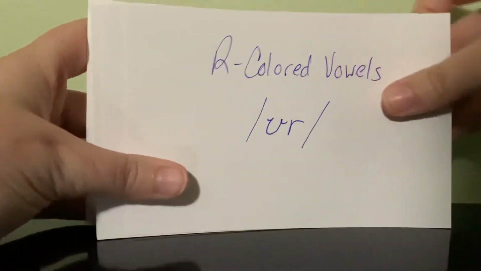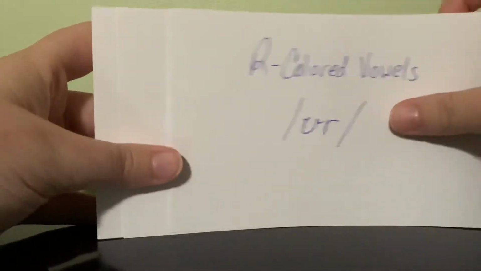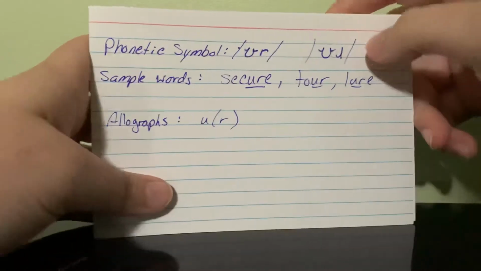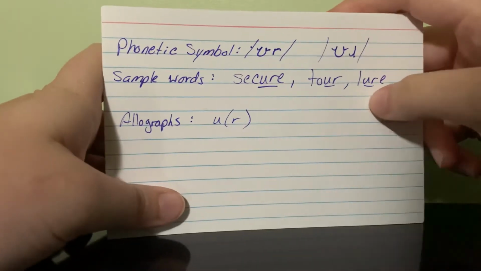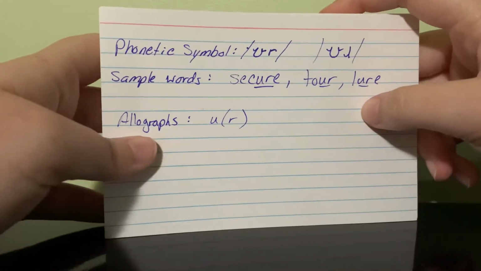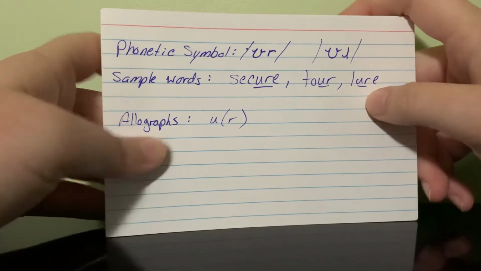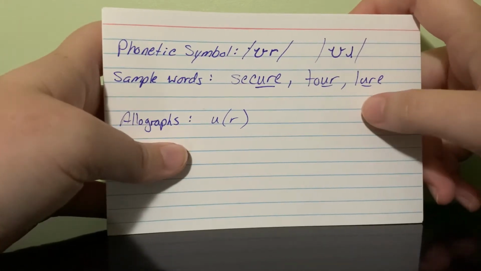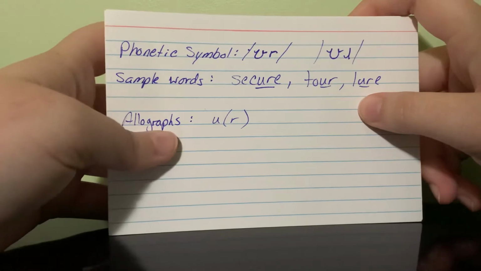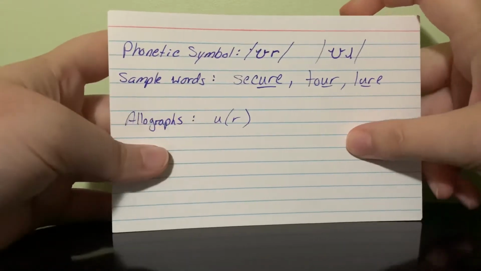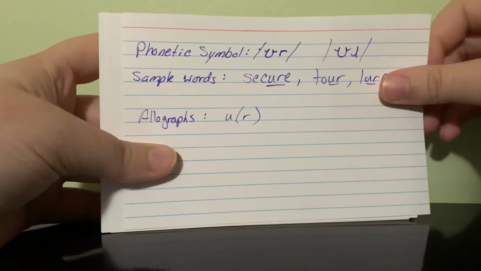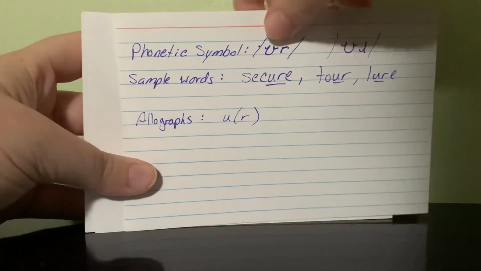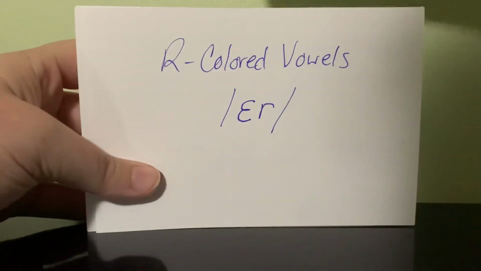I think this is the last R-colored vowel. Nope, we got one more. It's the upsilon and then the R, which again is upside down. Sample words such as secure, tour, and lure. It's making the sound "your." Allographs are listed here at the bottom to show what it could show up as in a word. And that's the upsilon upside-down R.